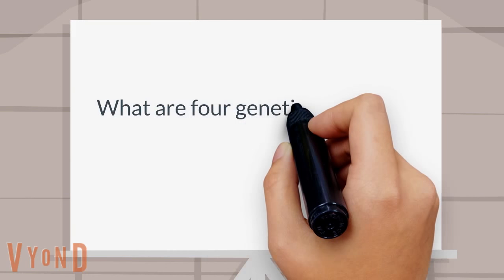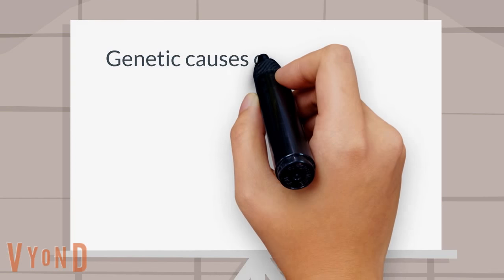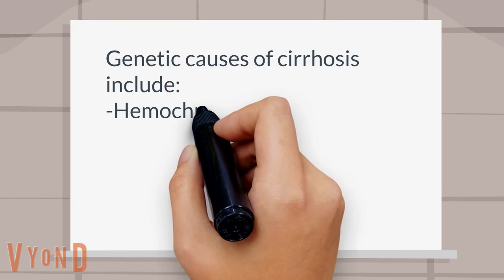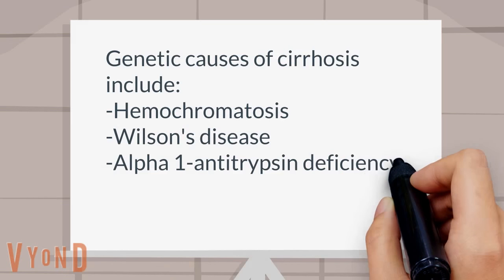What are 4 genetic diseases known to cause cirrhosis? Genetic causes of cirrhosis include hemochromatosis, Wilson's disease, alpha-1 antitrypsin deficiency, and galactosemia.